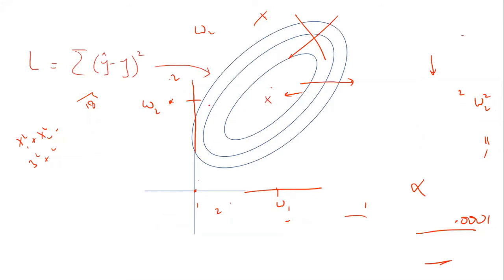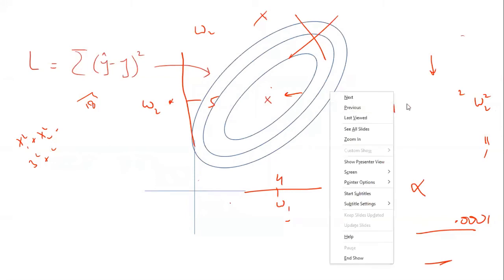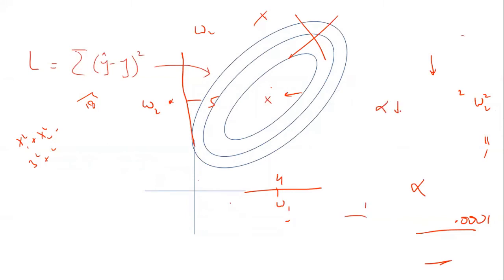W2 is probably going to be larger. So let's assume that this is 5 and W1 is 4, as an example. Basically, what we're saying is that the optimal solution, if alpha was extremely small, would be W1 equal to 4 and W2 equal to 5. This is going to be the optimal solution. And this is where the circle is going like this.